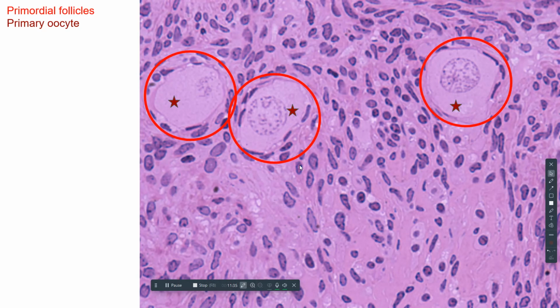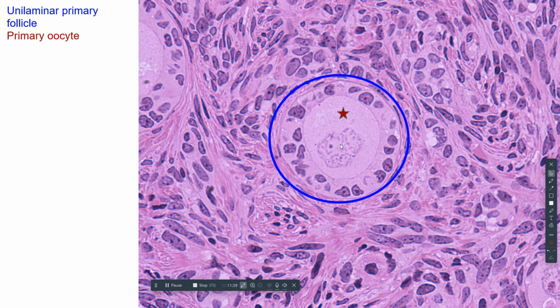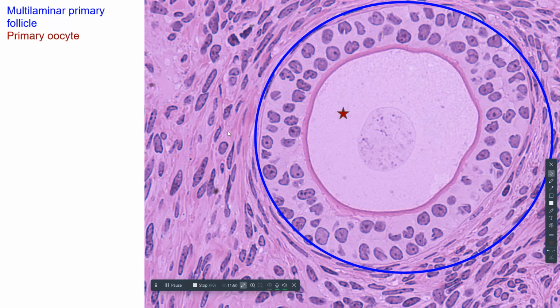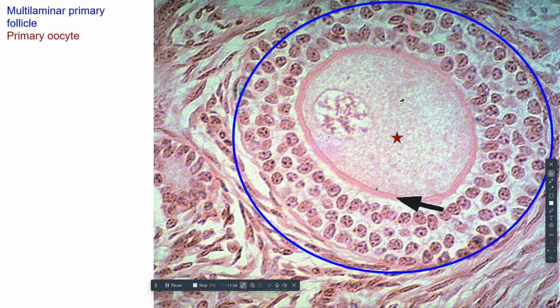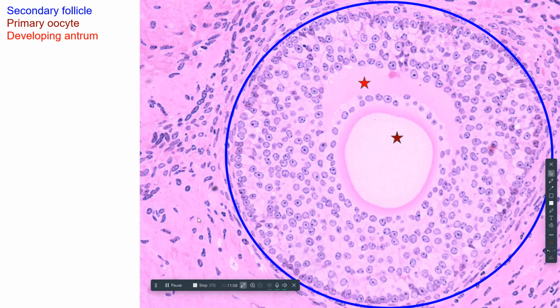Some more primordial follicles here. Check those out. Another nice primary follicle. Here's the primary oocyte. Here are the supporting cells. Now, if a primary follicle does not die, it might go on and get bigger, like this one. This is a really nice primary follicle here. Another nice one here. And then eventually a primary follicle might turn into a secondary follicle.